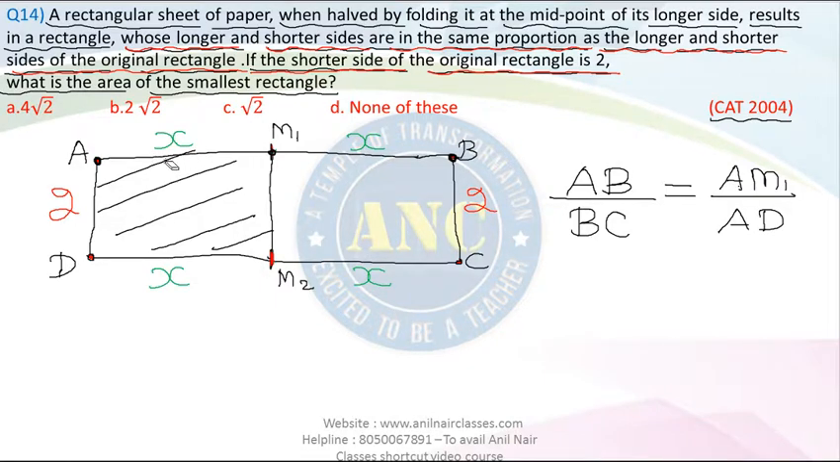AM1 is the shorter side of this smaller rectangle. And AD is not the shorter side of this smaller rectangle. AD should be the longer side. That means they both should be reversed. I hope you are understanding, sir.